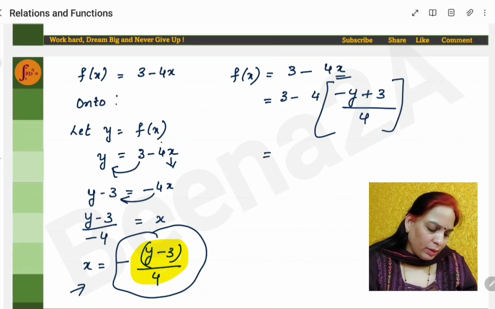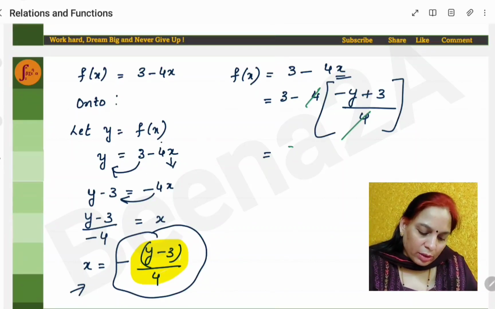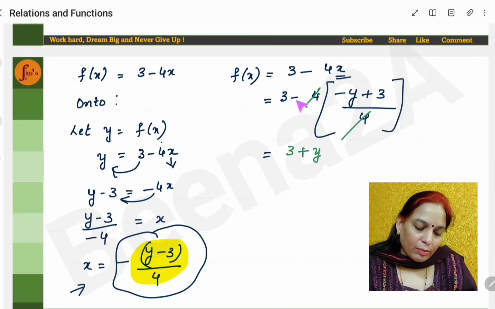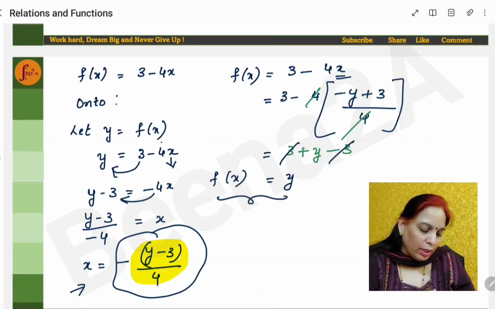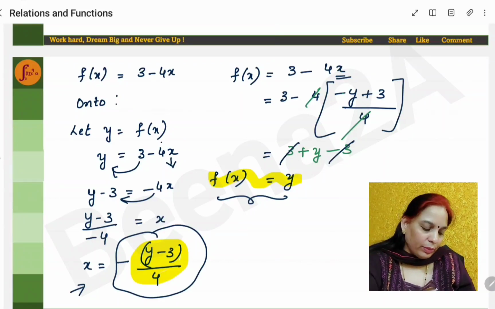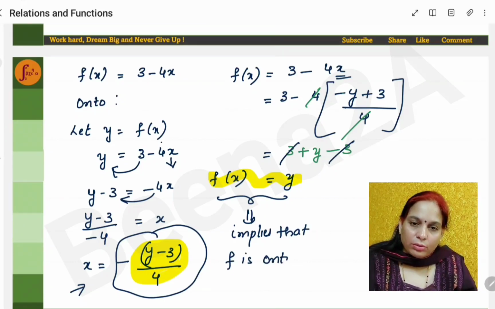Now what will happen? This 4 and this 4 will get cancelled, right? So I'll be left with 3 minus of minus is plus, so plus y, minus into plus 3 is minus 3. Now again, plus 3 and minus 3 will get cancelled. I'll be left with y. So f of x is equal to y. Now whenever we get f of x is equal to y, that means the function is onto. So this implies that the function is onto.